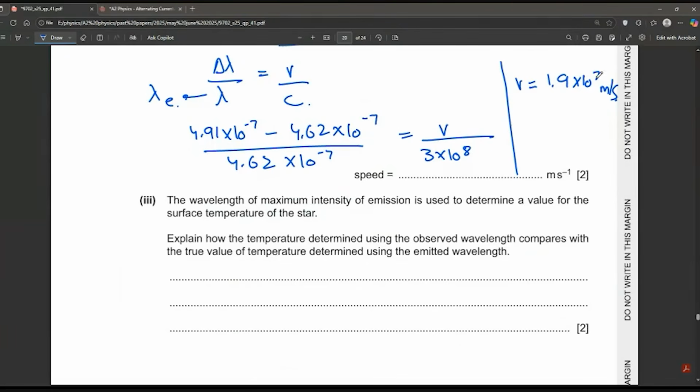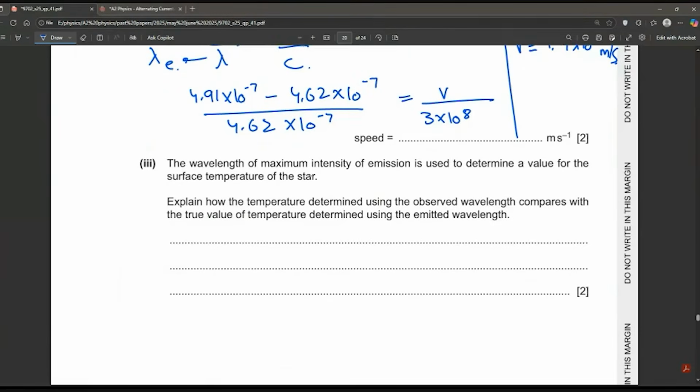Okay. The wavelength of maximum intensity of emission. अच्छा जी, emitted wavelength आप use कर रहे हो. Okay, to determine a value for the surface temperature of star. Explain how the temperature determined by the observed wavelength compares with the true value of temperature determined by the emitted wavelength.